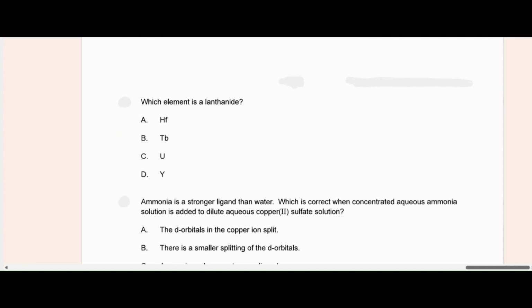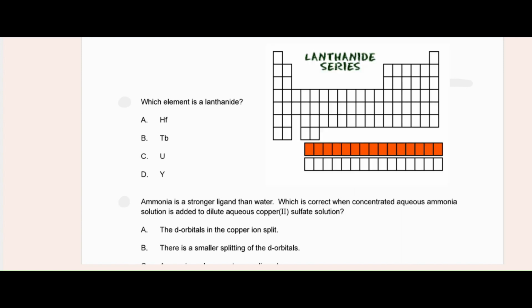Which element is a lanthanide? Right, so you've just got to know your periodic table. The lanthanides are the first row at the bottom, so that will be TB.